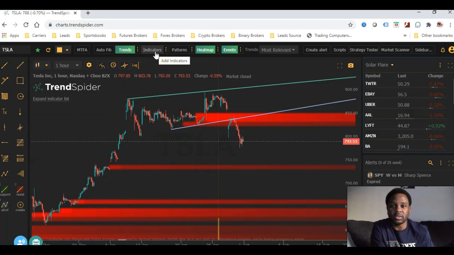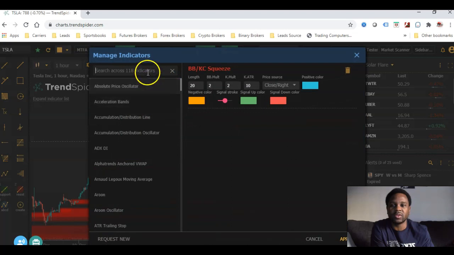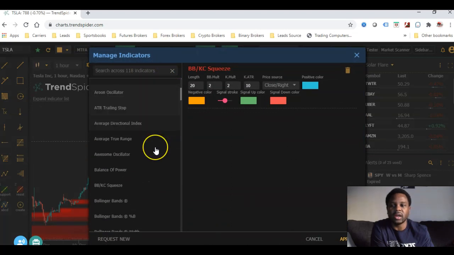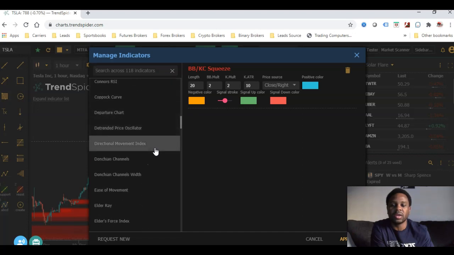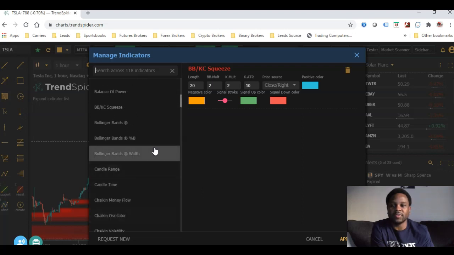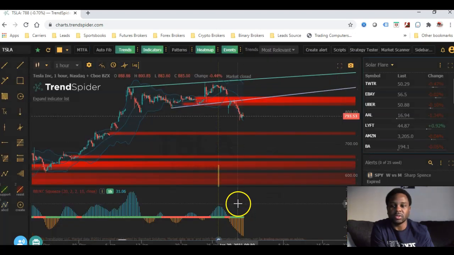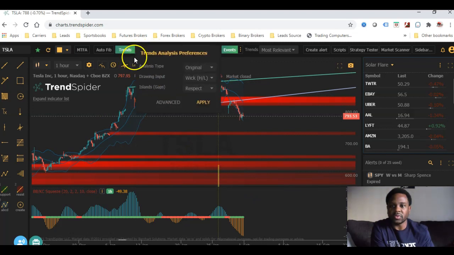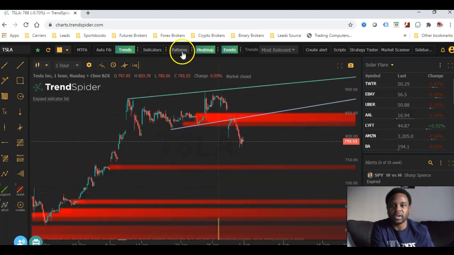Real quick, indicators. You can add any indicator you can even think of. There's over 118 different indicators to add on your charts, from Bollinger Bands to Ichimoku Cloud, you name it. Say you want to add a Bollinger Band, just hit apply, and there are your Bollinger Bands on your chart. Very easy. So if you're the type that loves different types of indicators, they have those on there.